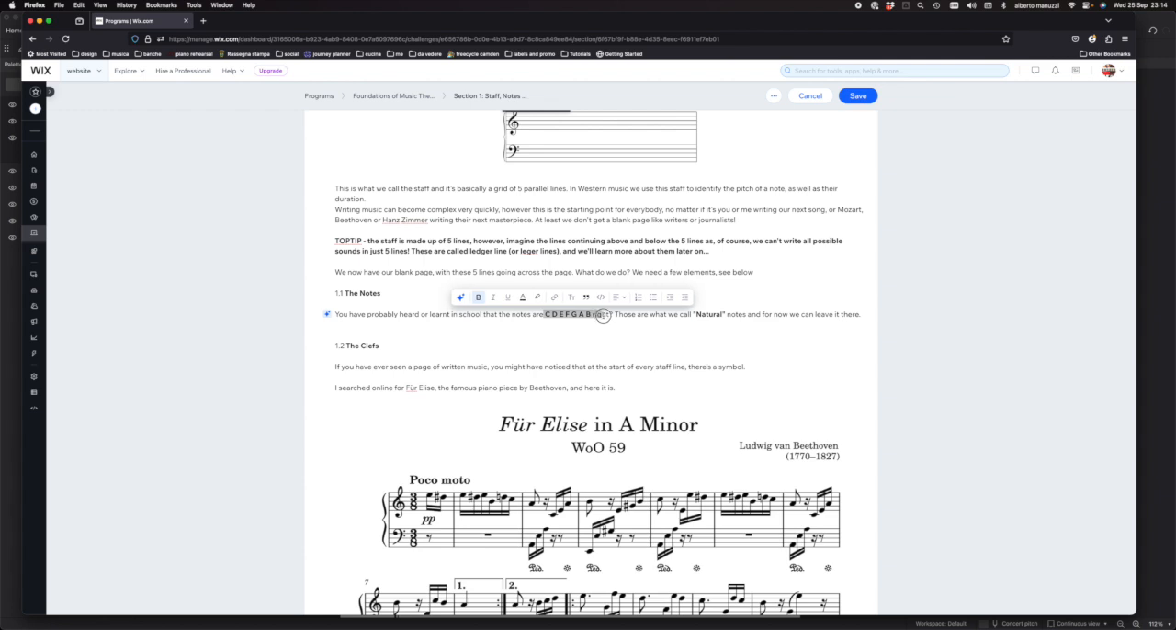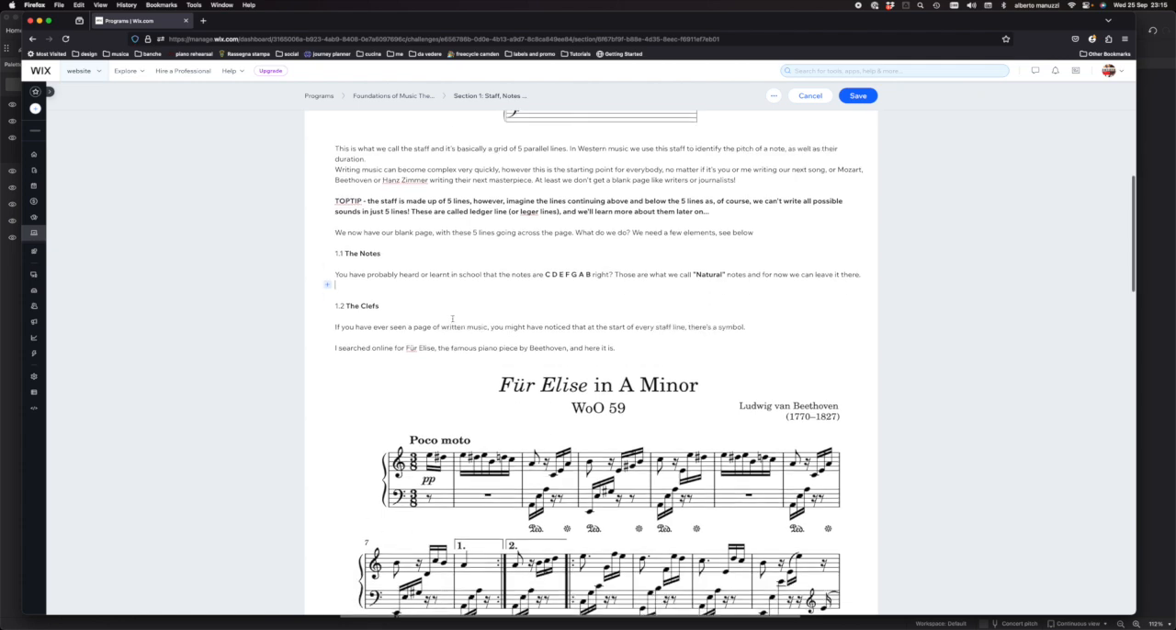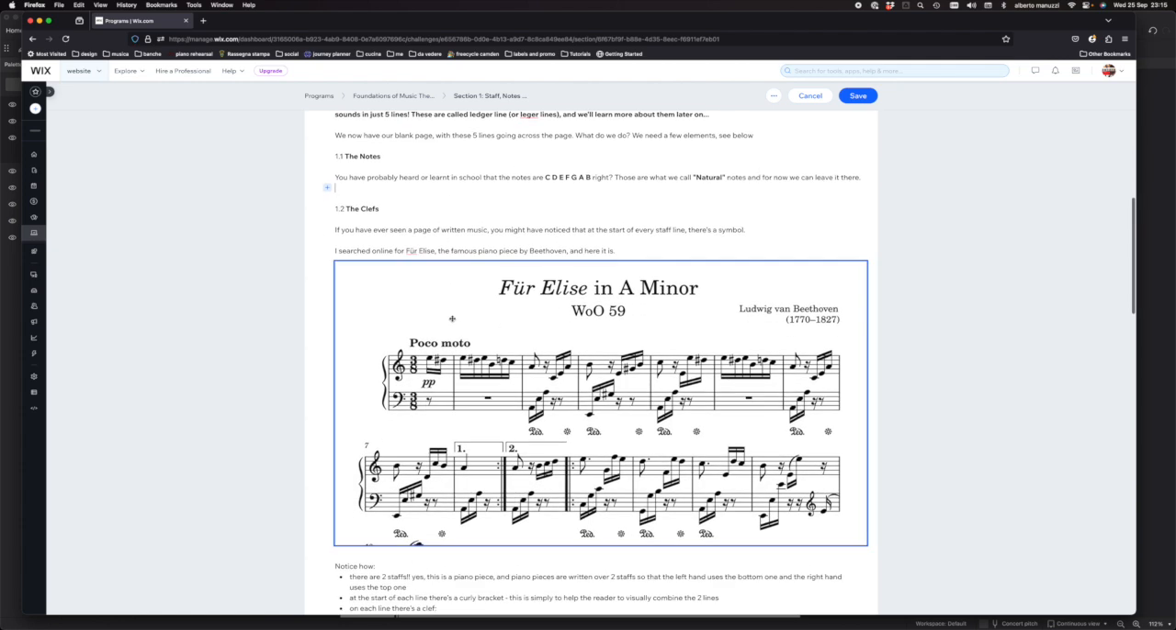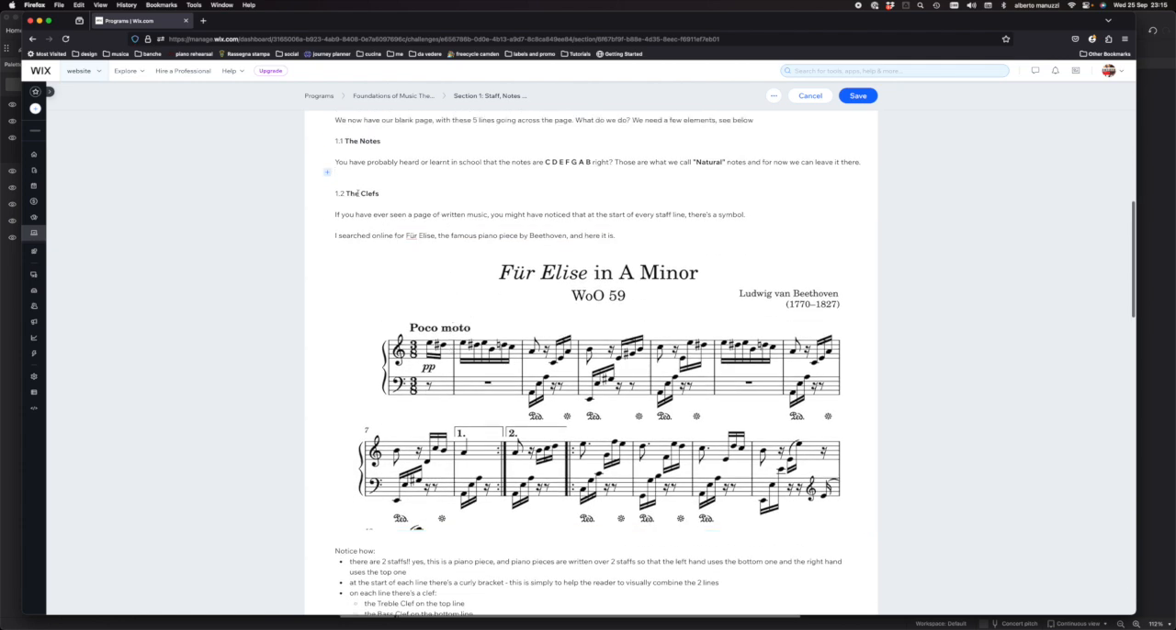C, D, E, F, G, A, B, right? And we'll learn these are our natural notes. We'll see what that means in a future section. Anyway, something really, really important we cover in this section are the clefs.